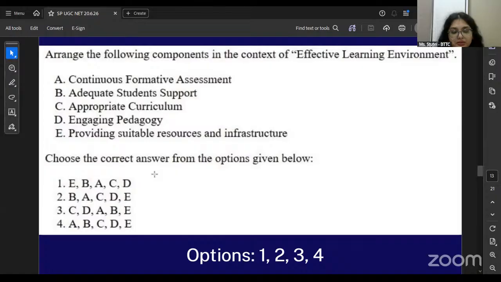One trick or tip that I would like to give you is this: when such questions come to arrange the following components properly, try to figure out what the foundational element is and what could come at the very last. Once you have these two answers ready, you will have your first option and your last option ready. So all you have to do is figure out how to assemble the other options in a proper order.